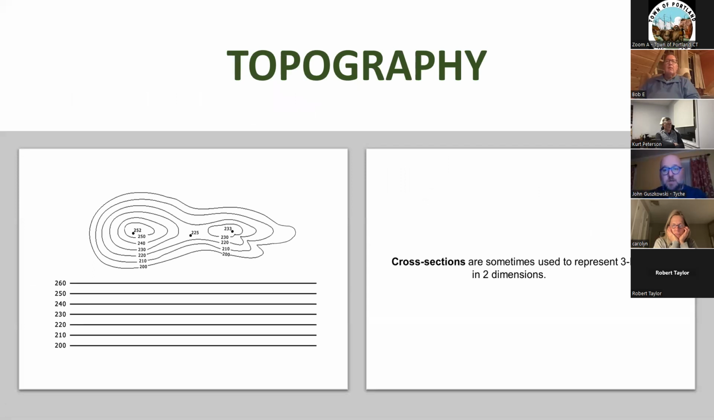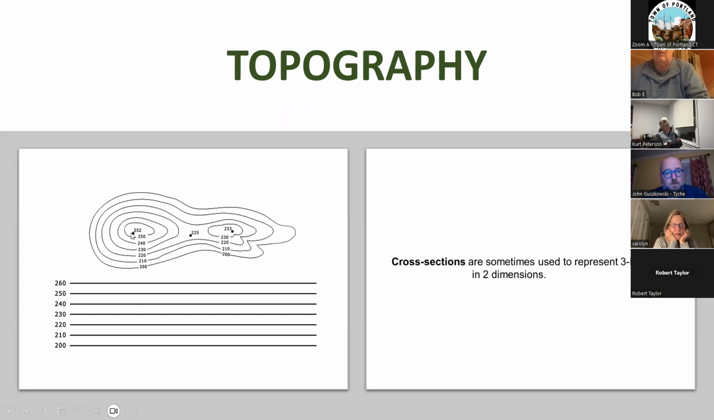A cross section is sometimes, again on a site plan, used to represent those 3D objects in 2 dimensions. You see on the scale here, we're looking at elevations from 200 to 260. These are 10-foot contour lines. Based on this, does this dot over here represent a high point or a low point?